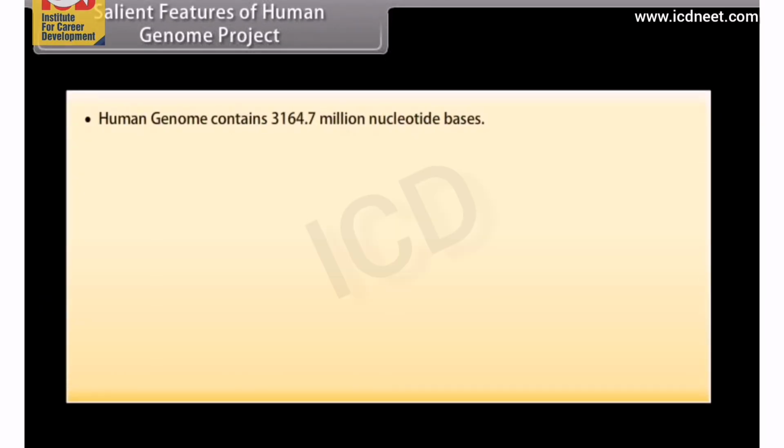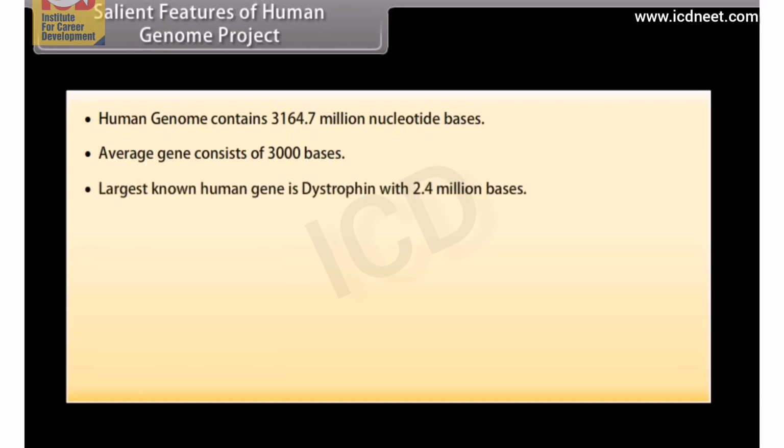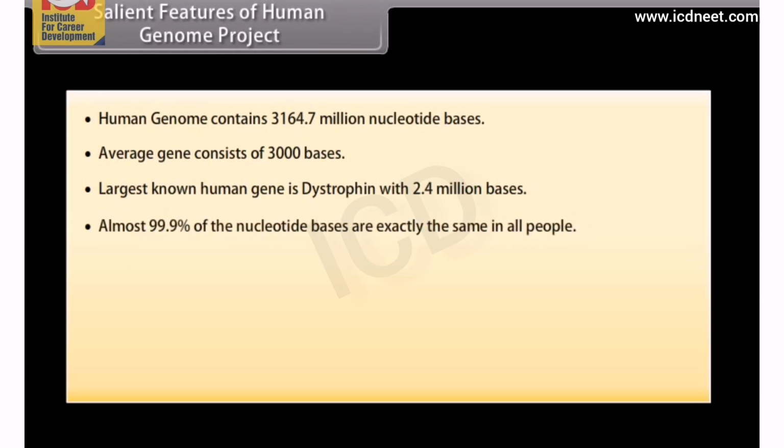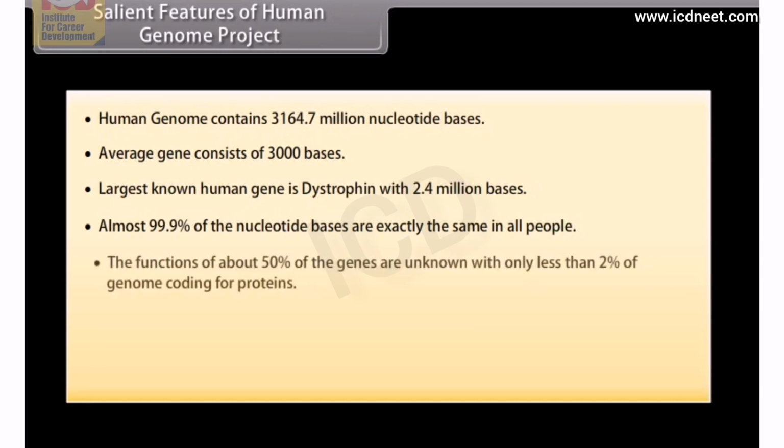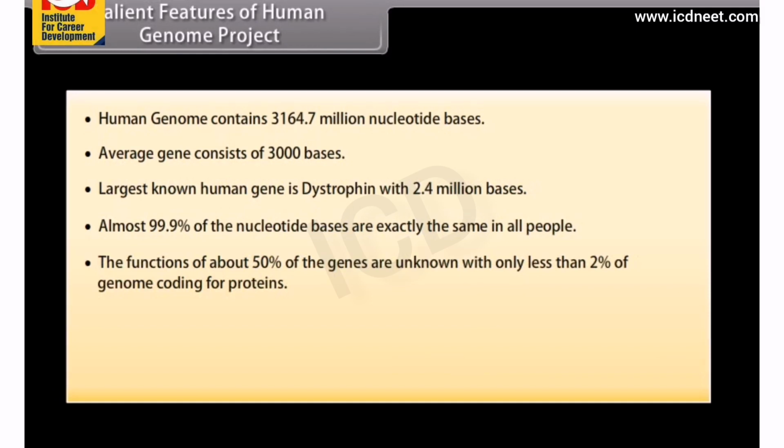Salient features of Human Genome Project. Human genome contains 3,164.7 million nucleotide bases. Average gene consists of 3,000 bases. Largest known human gene is dystrophin with 2.4 million bases. Almost 99.9% of the nucleotide bases are exactly the same in all people. The functions of about 50% of the genes are unknown, with less than 2% of genome coding for proteins.